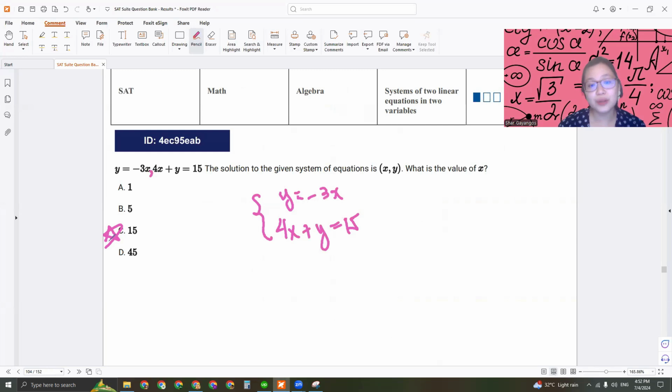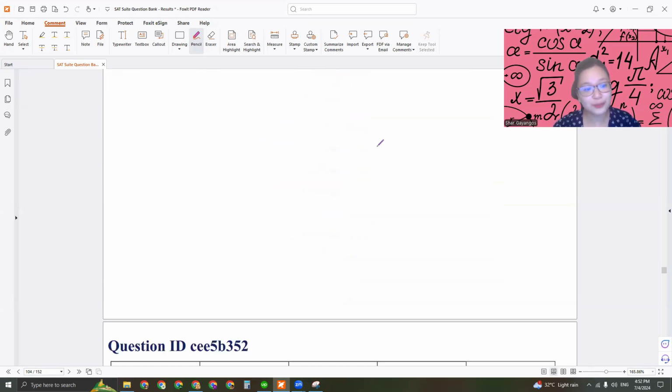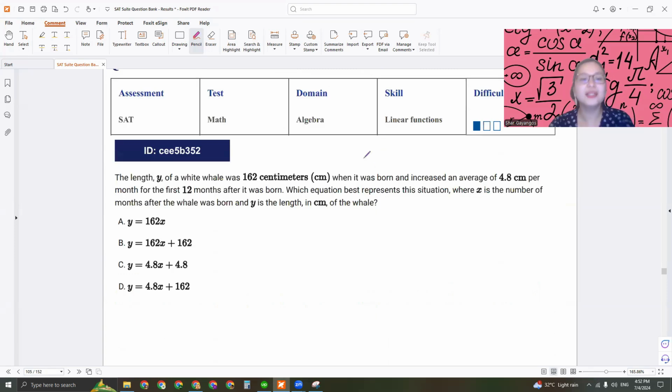So what can we do algebraically? We already know this. Y is negative 3x. So all you have to do is to substitute this value, so it gives you 15. Either or, whatever approach helps you, makes you feel better, and is easier for you, just go ahead and do that during the test. Either way, it gives you x is equal to 15. Alright, so let's continue.